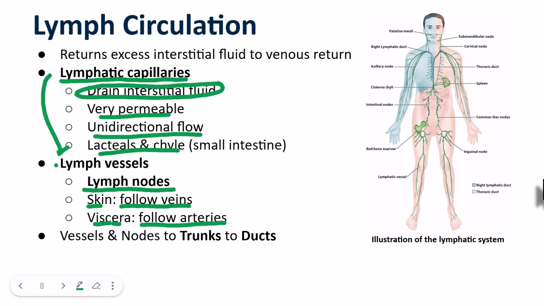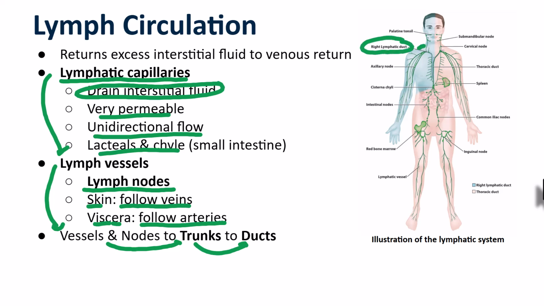Lymphatic vessels and their nodes are going to coalesce into lymphatic trunks, and lymphatic trunks will coalesce into ducts. There are two major lymphatic ducts. There is the right lymphatic duct, which drains into the right venous angle. This is draining all of the lymph of the right upper limb and the right thorax and the right side of the head and neck.